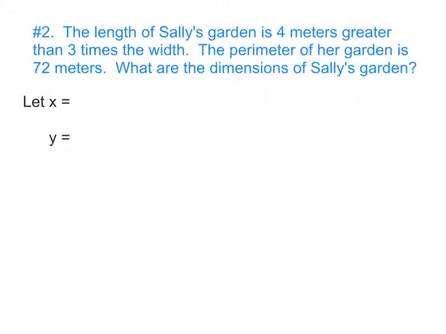In example 2, we are given the problem: the length of Sally's garden is 4 meters greater than 3 times the width. The perimeter of her garden is 72 meters. What are the dimensions of Sally's garden? So first thing we want to do is identify our x and our y. So we're talking about a garden. We have the perimeter. We are given the length and the width. So I'm going to make my x be length, and my y is going to be the width.